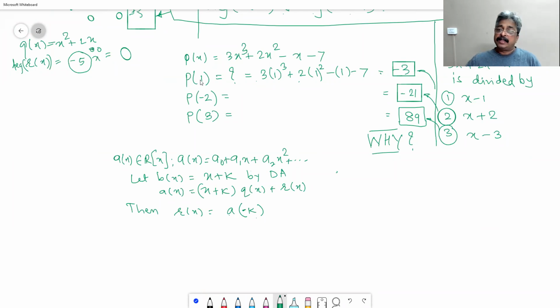When you put P of 1, you got remainder minus 3 and your divisor polynomial is x minus 1. When you put x is equal to minus 2, you got remainder minus 21 and your divisor polynomial was x plus 2. For x minus 3, the divisor is x plus k with k minus 3. So maybe this is not coincidence, it is a theorem. It has to happen like that. So why is it happening? Try to decode.